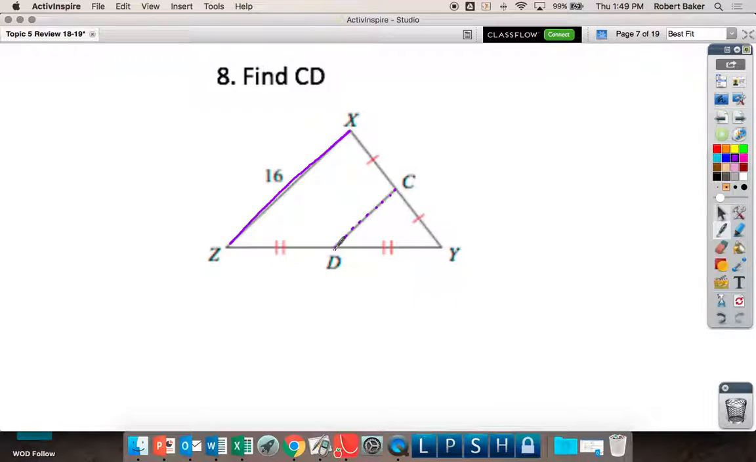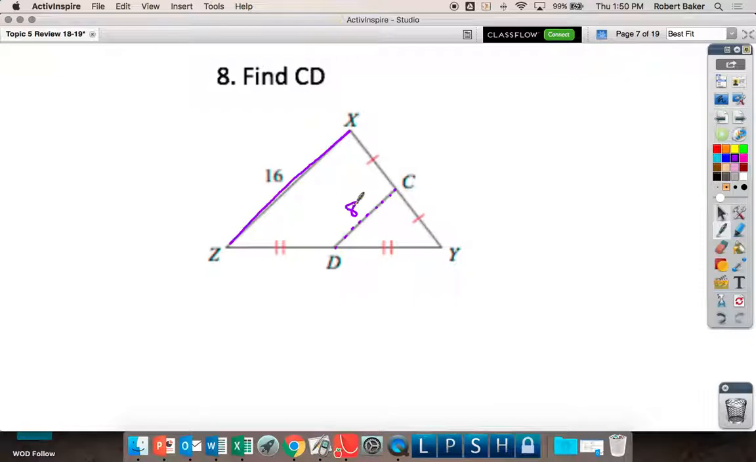Thank you. If XZ is 16, how long is CD? 8, half the length. 8. So if this is 8, this is 16. They have that 1/2 to 2. You multiply this line by 2 to get to this line, or you divide this line by 2 to get to this line.